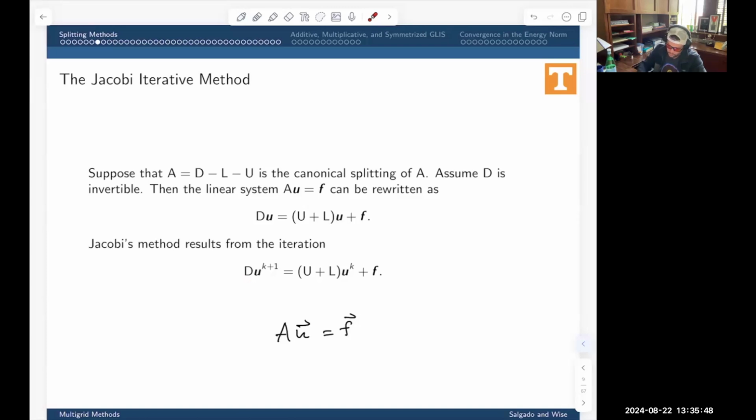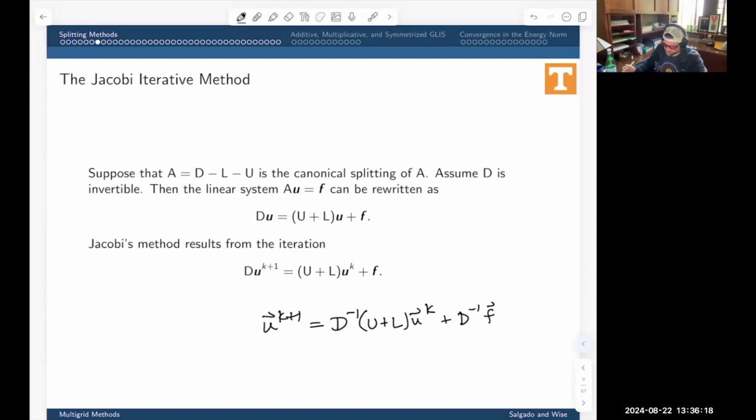And so really what I could do is say this iteration process is entirely equivalent to saying UK plus 1 is equal to D inverse times (U plus L) times UK, plus D inverse times F. And again, the reason why I'm using minus U and minus L in the canonical splitting is so that there are no minus signs here.